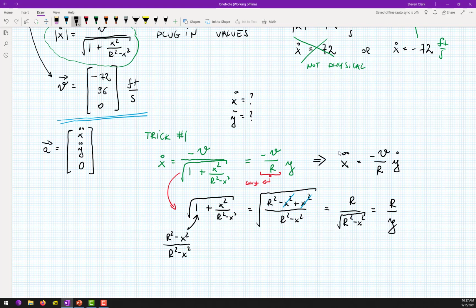And by the way, we know everything because we know what v is. If I remember correctly, it was 120, r was 25, and y dot we obtained here. It was 96. So plug in values, minus 120 over 25 times 96. Grab your calculators and you will obtain that our x double dot is 460.8 feet per second squared. Great.